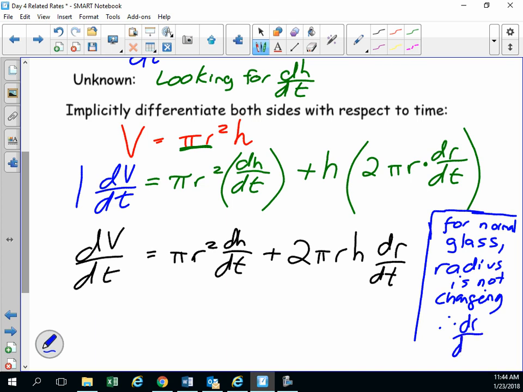Okay, back over here. So for a normal glass, if we're just talking about a glass, then the radius is not changing, which means that drdt is 0, which means that this whole piece is going where? Down the drain. It's going away. This entire piece is going away. So I'm literally just going to talk about this piece then. Now, could I have a cylinder that changes this way? Yes. If the cylinder changes this way, then is the radius changing? No.